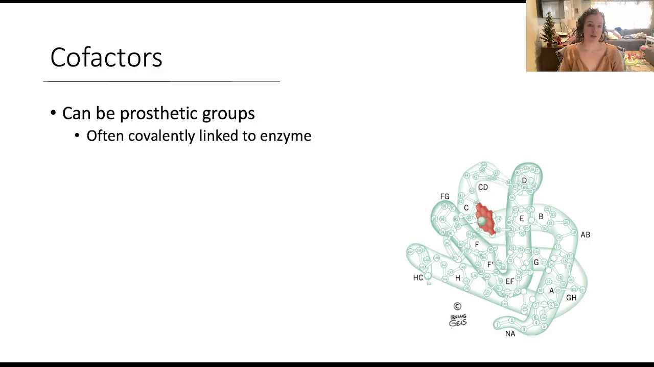Finally, there are other types of cofactors called prosthetic groups. These are usually quite large organic molecules, like heme. We've already learned about heme when we talked about hemoglobin earlier this semester. These large cofactors are oftentimes covalently linked to the enzyme. And these are some of the common types of cofactors used in enzymes.